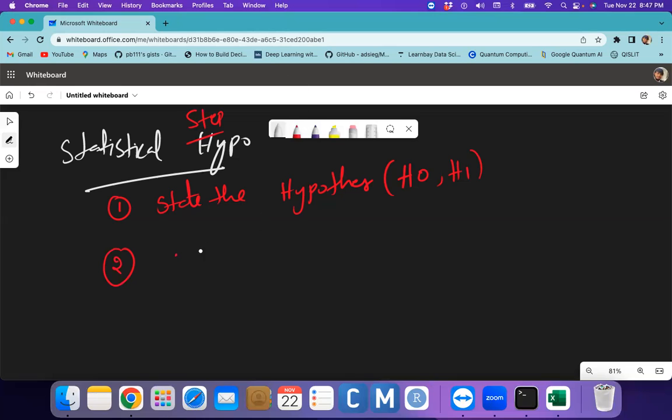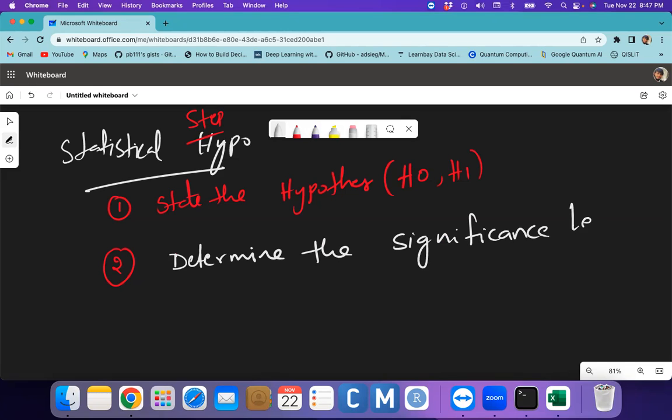So we need to determine the significance level or value, whatever it is. This is the significance value which is given by the domain expert.